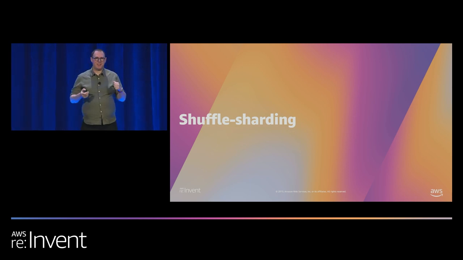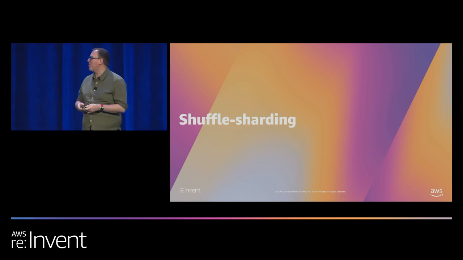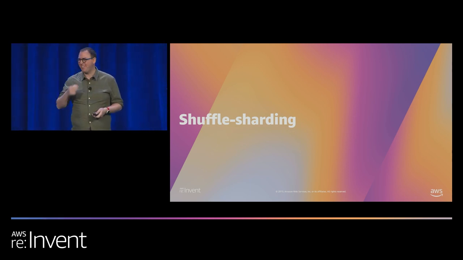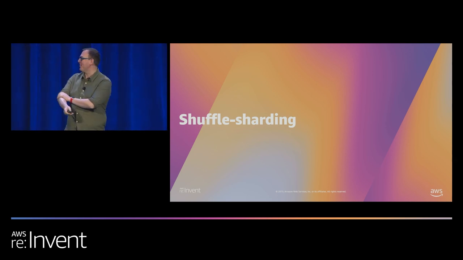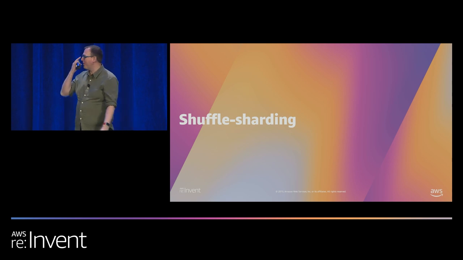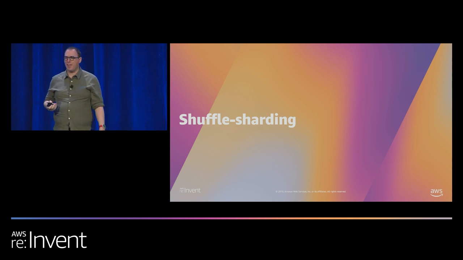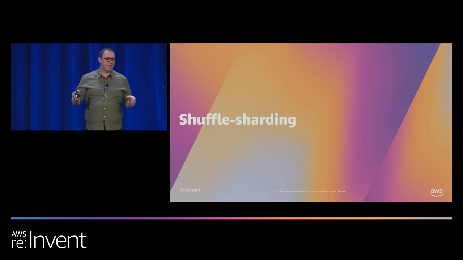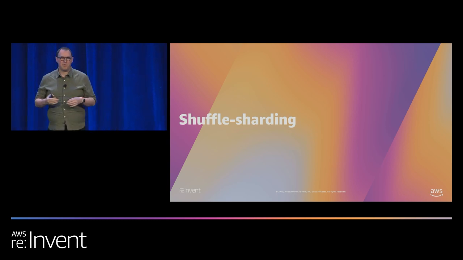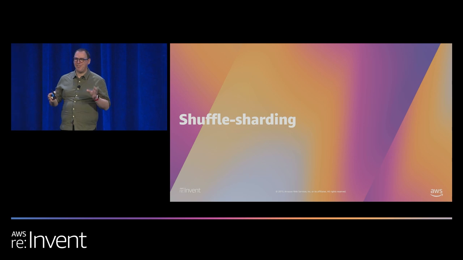So I'm glad I get to talk about shuffle sharding here in Vegas. If you pass the blackjack tables, you probably notice more shuffling happens in this city than anywhere else in the world. But I'm going to talk about a different kind of shuffling. Shuffle sharding is a technique we use to isolate customers, or customers' resources, from one another. That's a go-to technique we use in a lot of different places.